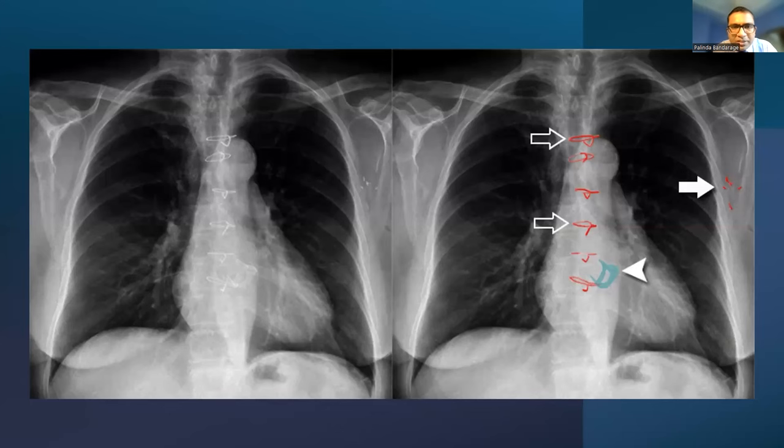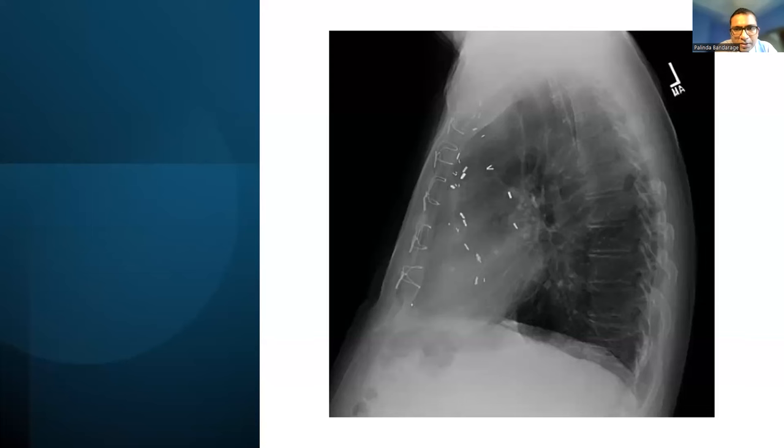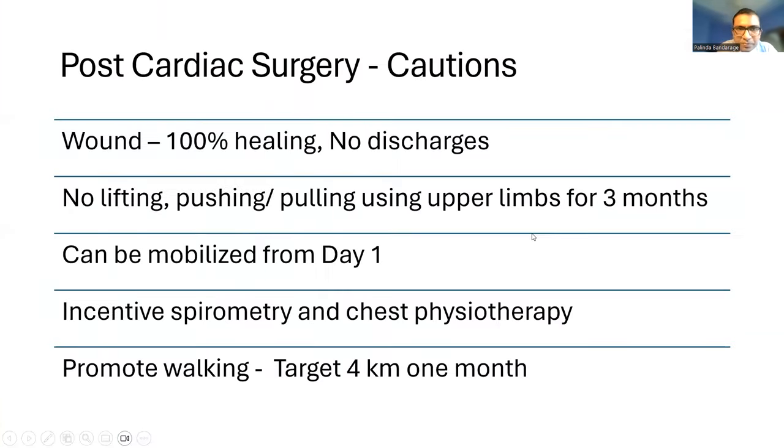So just to show you some x-rays that will make you wonder, this is how these wires look in a post cardiac surgery patient. And you can see the valve, this is a tissue valve, in the X-ray, mitral valve. And sometimes you would see these clips. These are the clips that we use to ligate the branches of the grafts, the conduits. This is left internal mammary clips and saphenous.